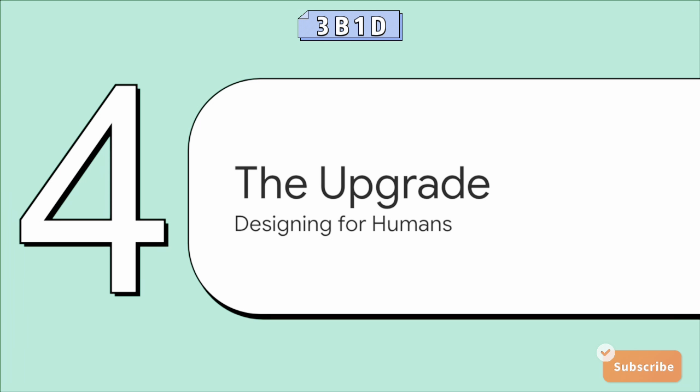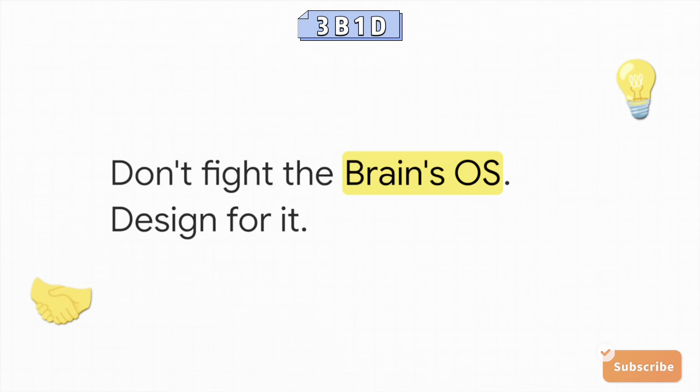So we've looked at the visual processor, the limited memory cache, and the attention filter. What does all this really add up to? Well, it means we need to upgrade our entire approach. We have to stop thinking about just designing screens and start thinking about designing for actual real-life humans. And honestly, that's the big takeaway. You cannot change your user's operating system. You can't make them see something that isn't there, you can't force them to remember 10 things at once, and you can't make them pay attention to something they find boring.